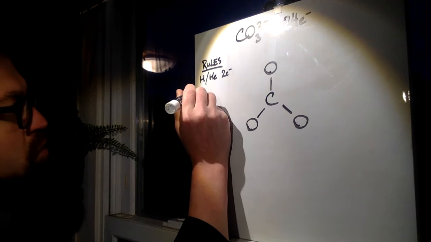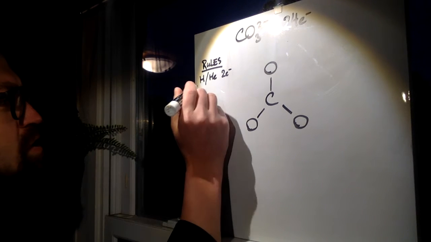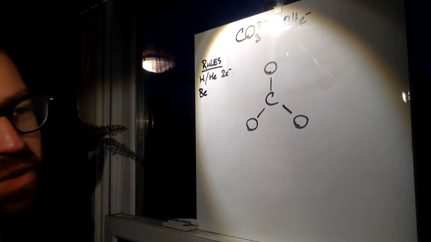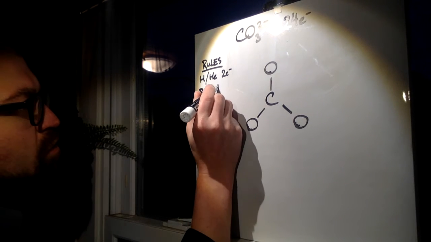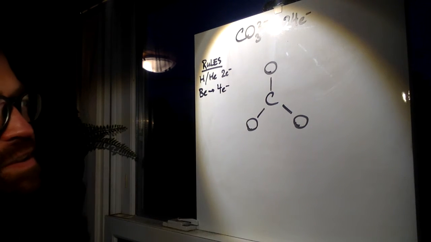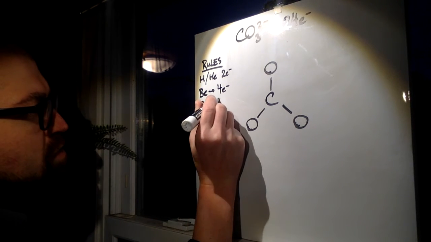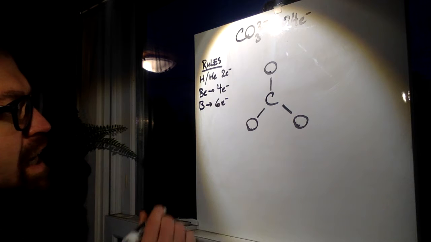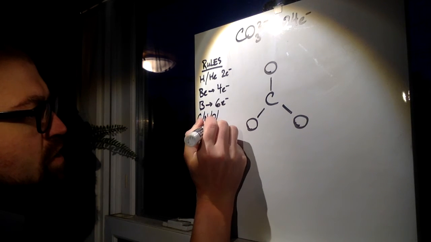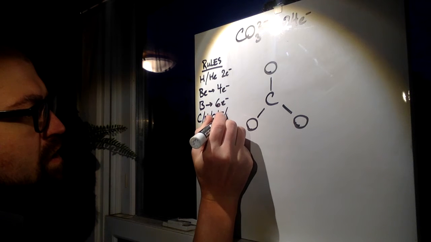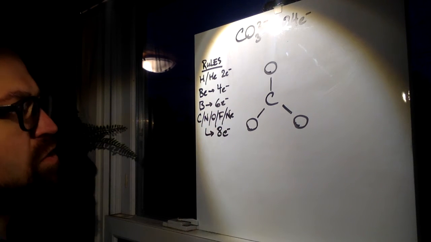So like you will encounter boron, right? Actually, let's put beryllium first because beryllium comes first on the periodic table. Beryllium can only fit 4 electrons around it. So it's kind of an exception. Boron can only fit 6 electrons around it. And then carbon, nitrogen, oxygen, fluorine, neon, so all the rest can only fit 8 electrons.